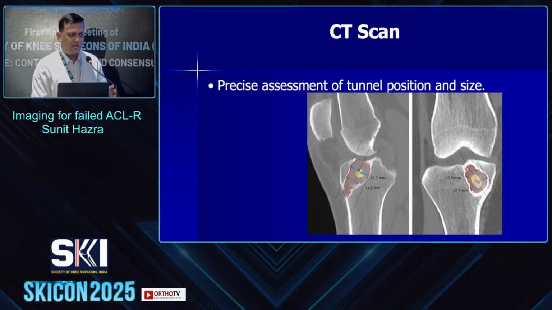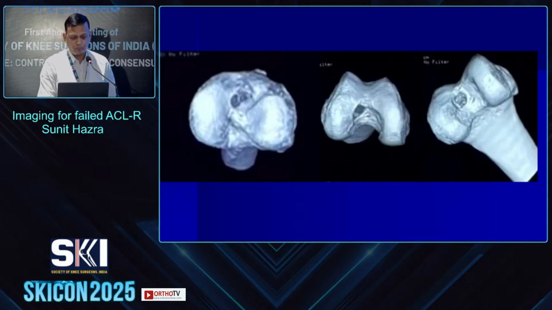But if you want one criterion which is there in the majority of papers, 15 to 16 millimeters is considered the cutoff for doing single stage versus double stage revisions. So the CT scans are probably the way to go. And if you do digitally subtracted femur and tibia, then you can have a good idea about the exact tunnel position.